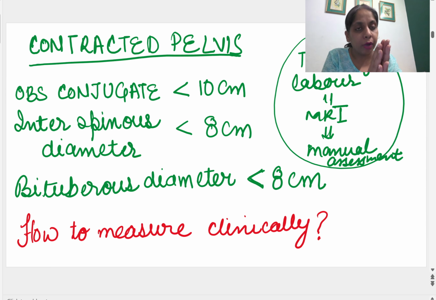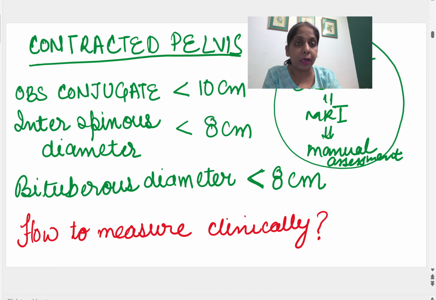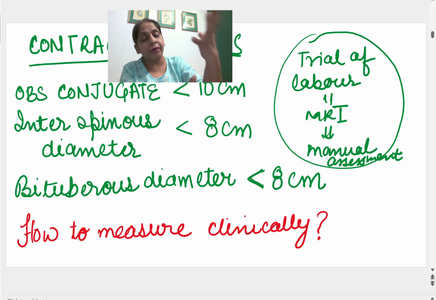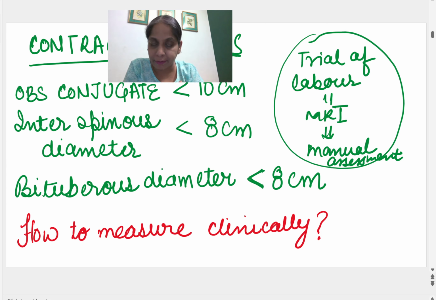Okay, now what is the best method to measure the pelvis? Yes, the best is trial of labor. If a fetal head of so and so dimension has passed, then it is not a contracted pelvis. The investigating modality which is best is MRI, and at third number is manual assessment. Please don't mark CT scan in your answers. Many of you have marked it in the MCQ practice. Why will we do a CT scan? CT scan causes a lot of problems, right? Radiation damage is a lot.